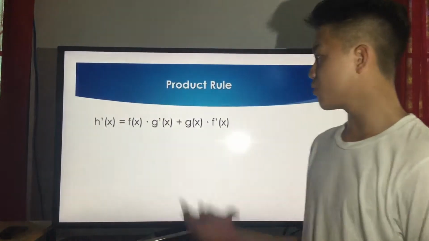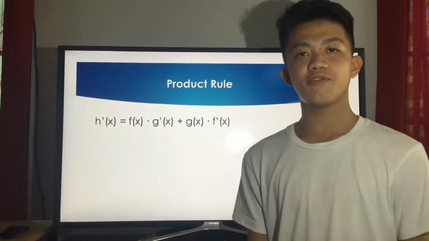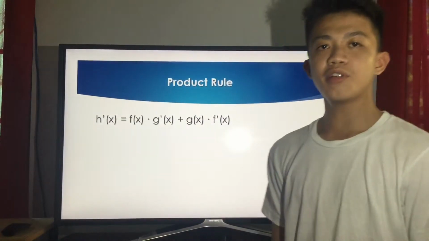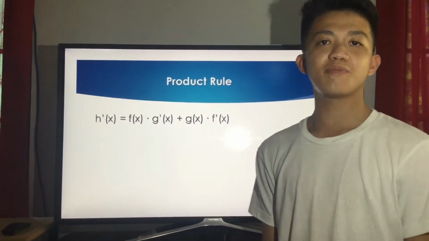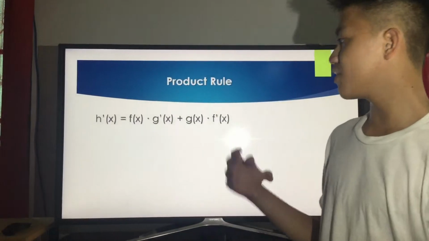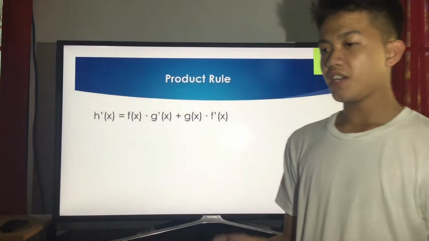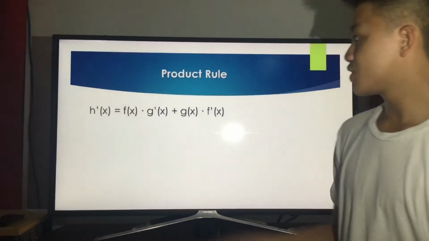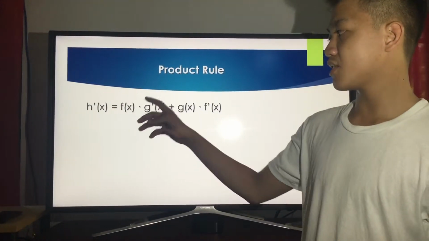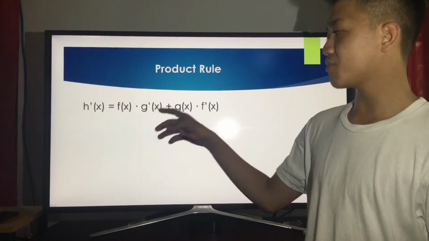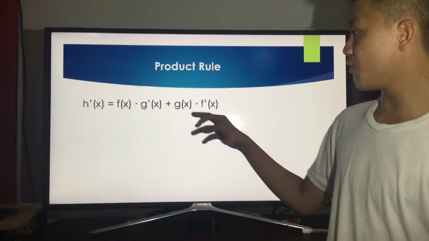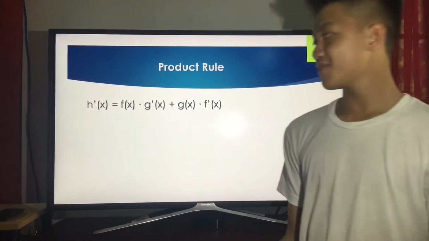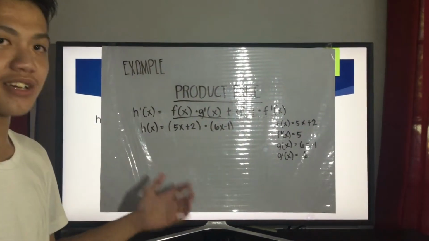Next rule is the product rule. Here, we should have two differentiable functions, the f of x and the g of x, wherein the f of x should be the u and the g of x should be the v. So, in short, u dv plus v du. So, h prime of x equals to f of x times g prime of x plus g of x times f prime of x. So that's it. This is the example of a product rule.